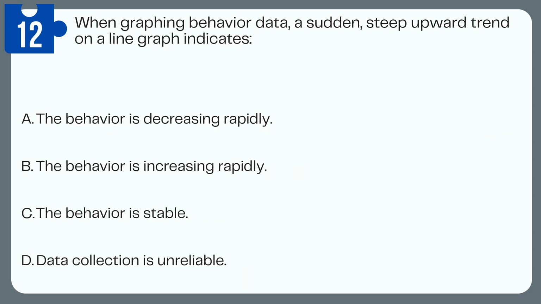Question 12. When graphing behavior data, a sudden, steep upward trend on a line graph indicates: A. The behavior is decreasing rapidly. B. The behavior is increasing rapidly. C. The behavior is stable. D. Data collection is unreliable.